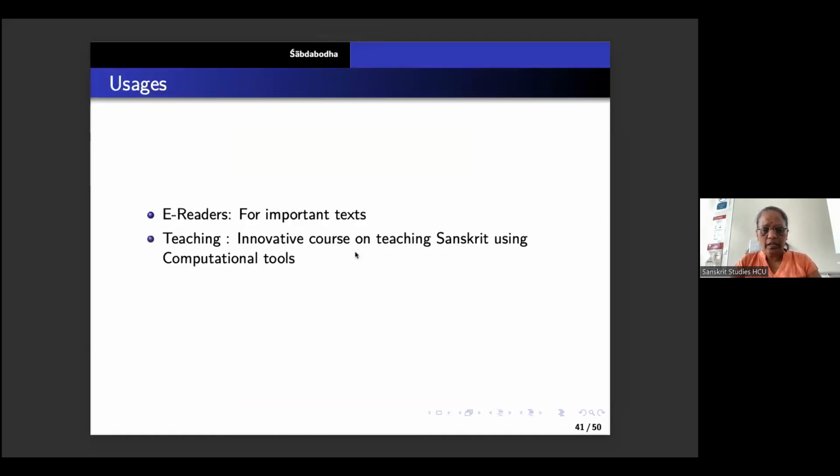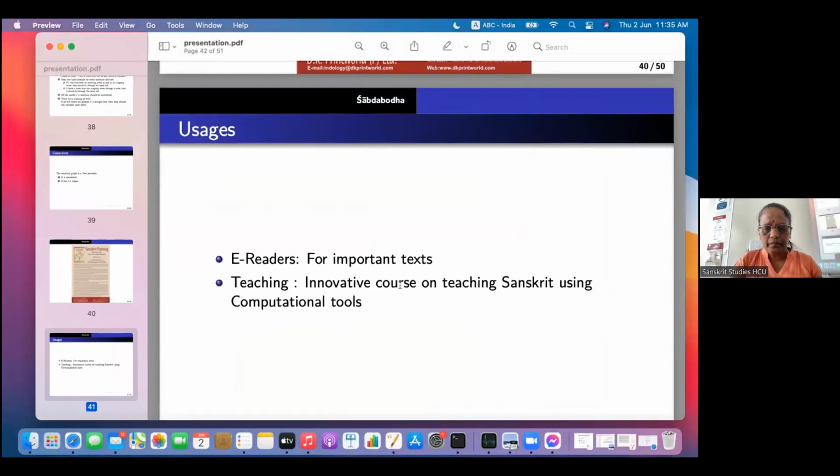Okay, so now I think I will go for the demonstration of this, how this is developed, or rather how it works. And then I will go for the next part of it, the usage.